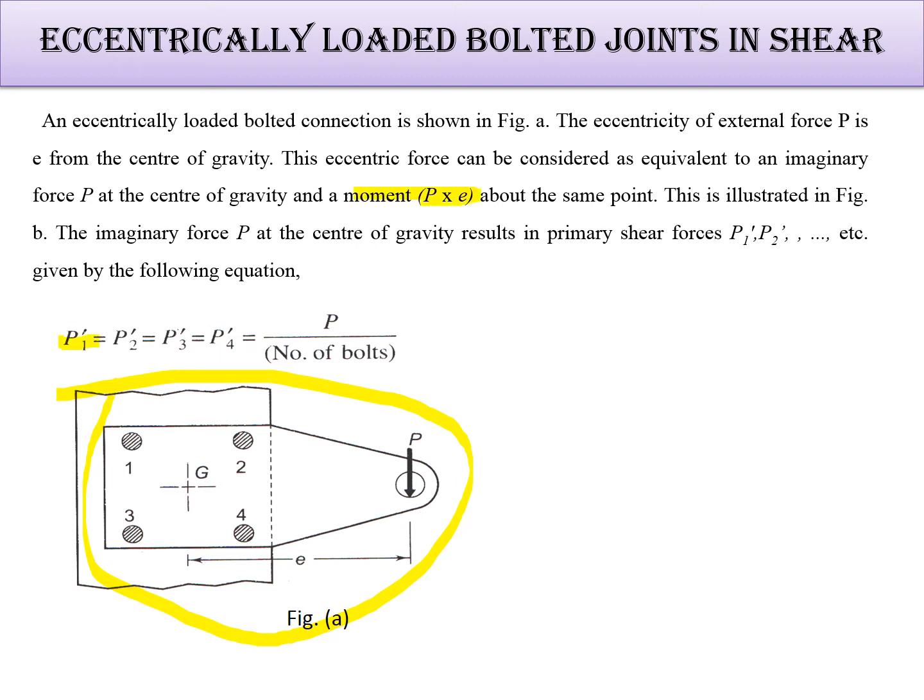P1 dash, P2 dash is nothing but the primary shear force due to the load. This primary shear force, P1 dash, P2 dash, is equal to P upon the number of bolts. So if you have 4 bolts, it is P upon 4. This will be the primary shear force, that is, load upon area.